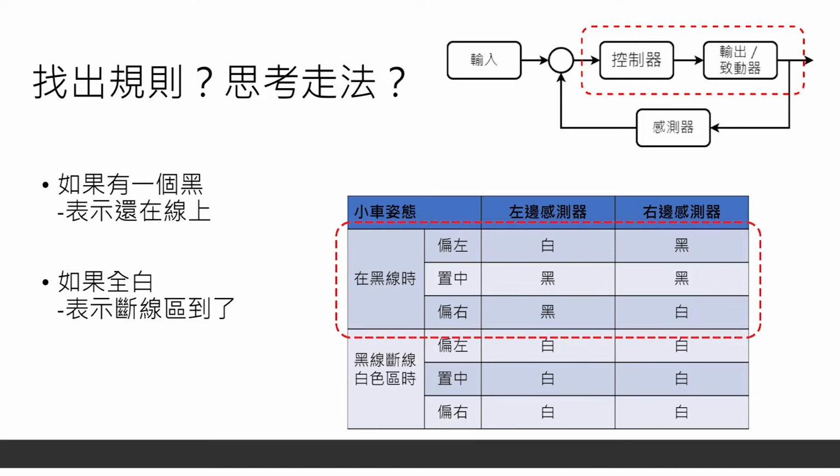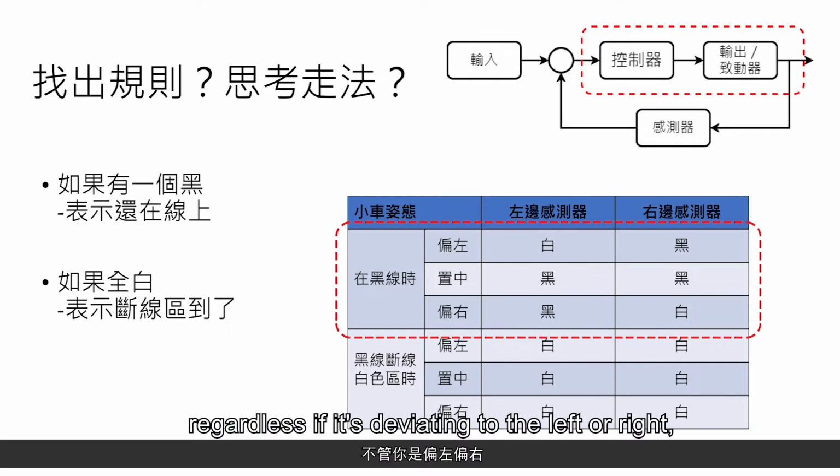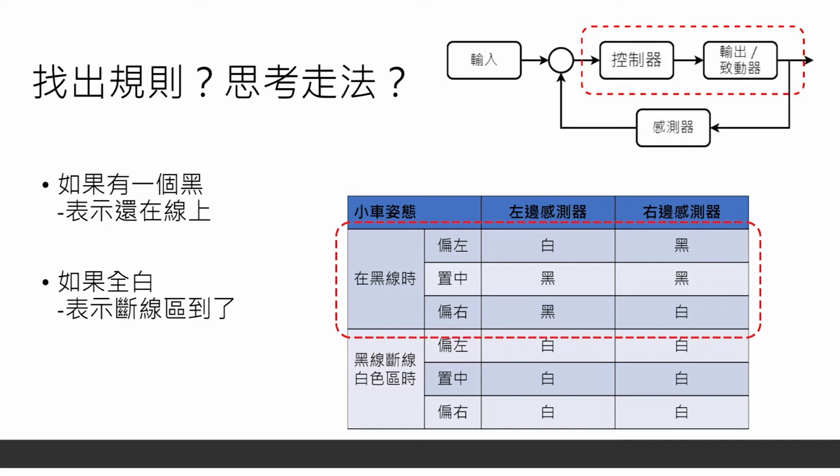If both are white, regardless of whether it's deviating to the left or right, then it's definitely in the broken segment. For this situation, we can choose whether it is the left or right sensor mainly responsible for tracing, while the other one will be used to assist in the evaluation. Let's take a look at this.